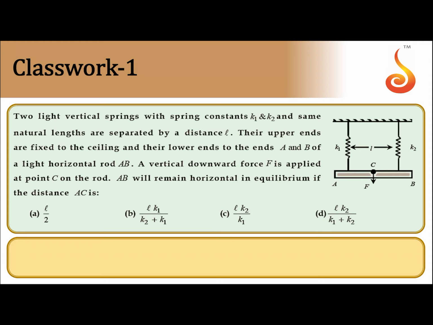Example 1. Two light vertical springs with spring constants K1 and K2 and same natural length are separated by a distance L. Their upper ends are fixed to the ceiling and their lower ends to the ends A and B of a light horizontal rod AB. A vertical downward force F is applied at the point C on the rod. AB will remain horizontal in equilibrium if the distance AC is?